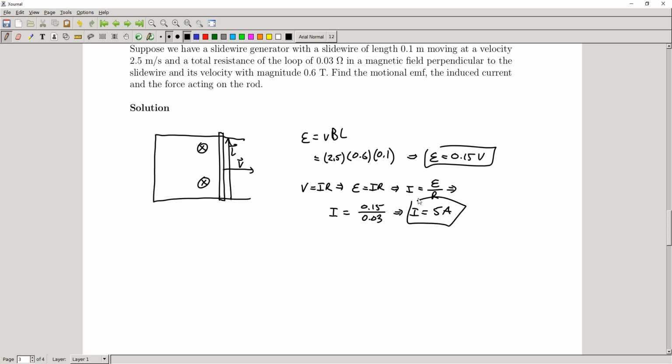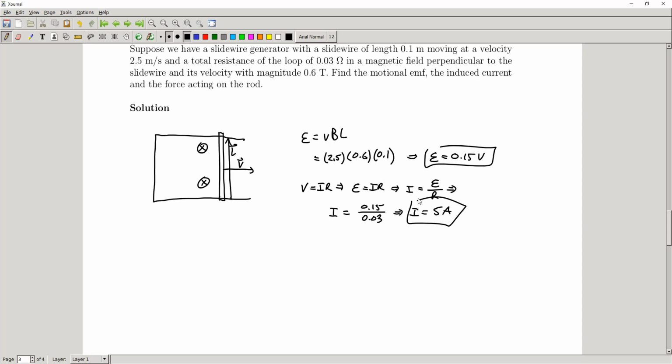Okay, that's our induced current. And then we want to find the force acting on the rod, right? So we're going to be looking for the force that the magnetic field is exerting on the rod, right? So we want to see the force that's working against this v that we have going here, right?